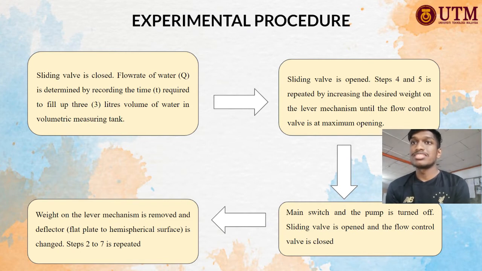Steps 4 and 5 are repeated by increasing the desired weight on the lever mechanism until the flow control valve is at maximum opening. The seventh one is the main switch and the pump is turned off. The sliding valve is open and the flow control valve is closed.